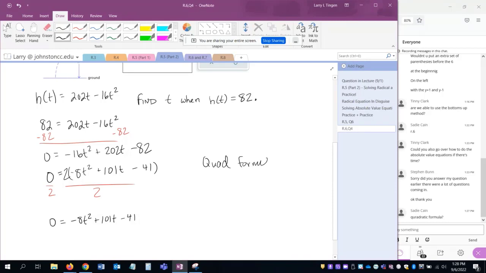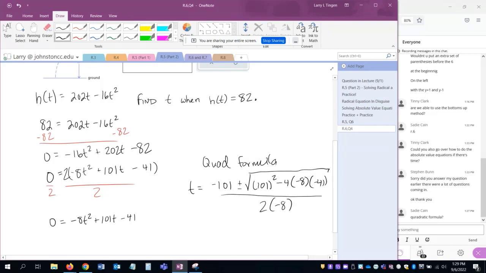Our quadratic formula sounds great. So quadratic formula says t is equal to the opposite of b plus or minus the square root of b squared. B is not -8, Larry. B is 101 minus 4 times -8 times -41, all divided by 2 times a.